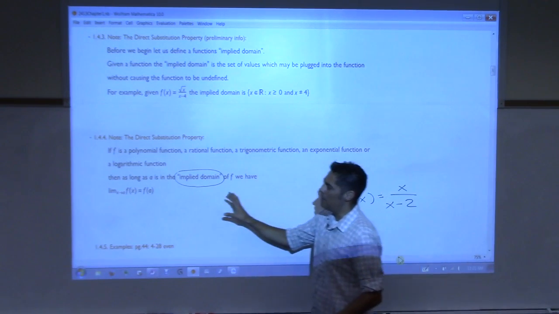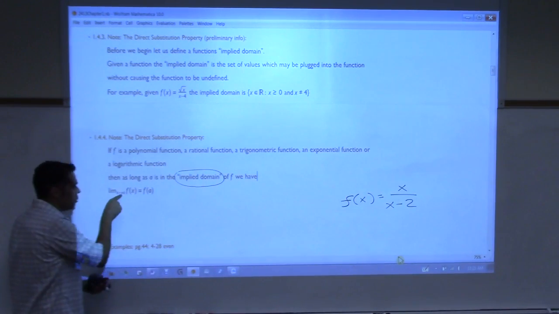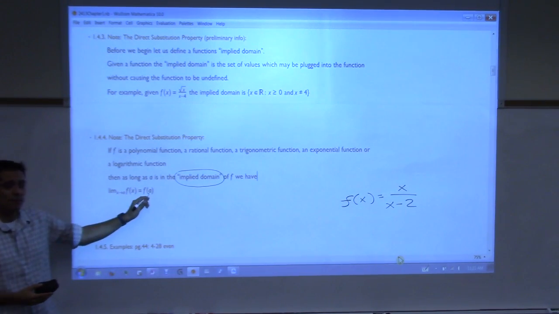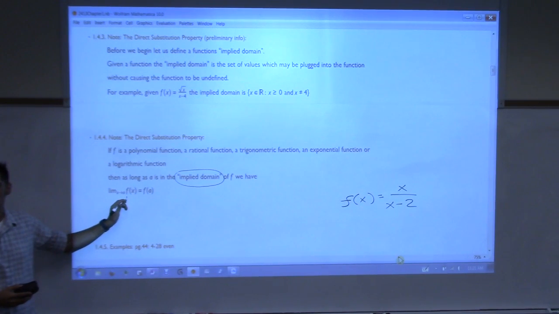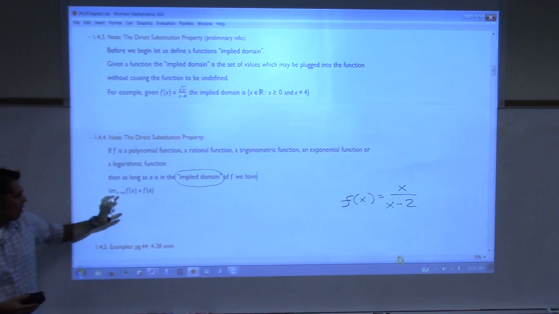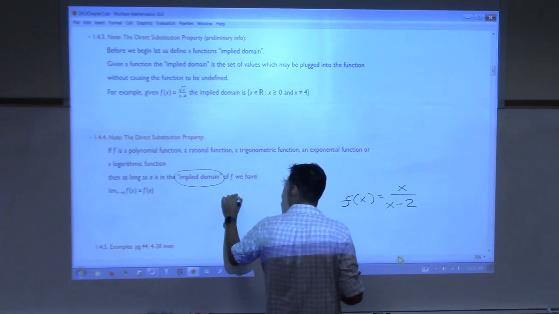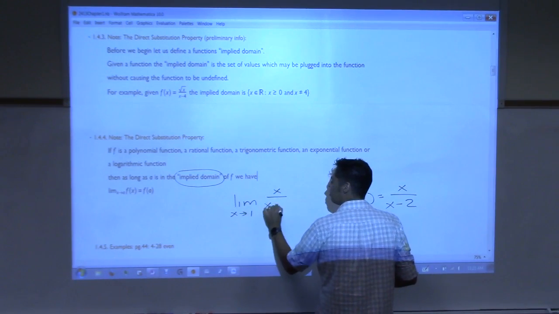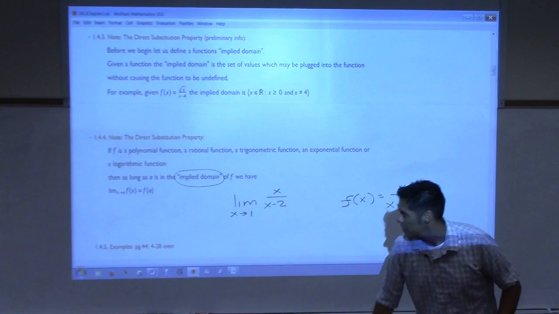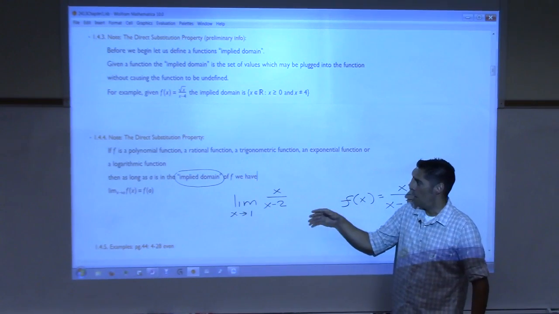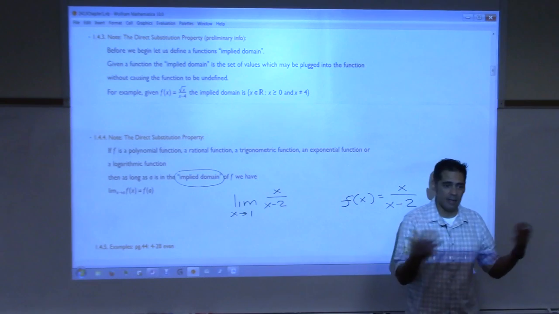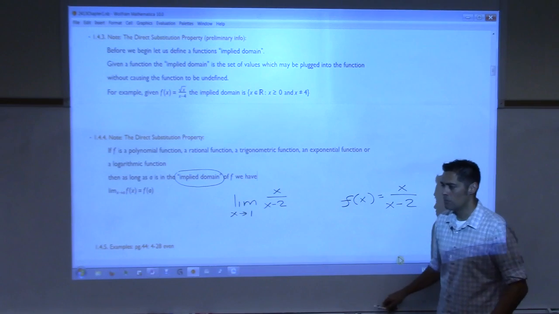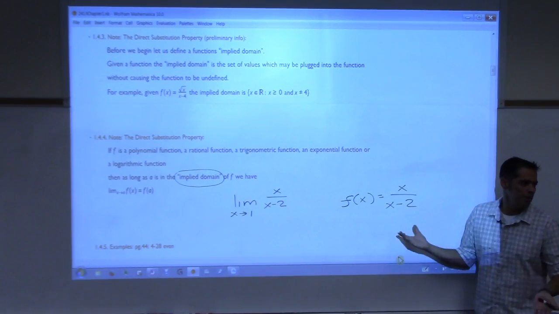So when you're looking at a limit and letting x go to a number, the answer is just to plug that number into the function, as long as the number you're plugging in is in the implied domain. I'll illustrate that again with this. If I do the limit as x approaches 1 of x over x minus 2, then this is a rational function. I should just be able to plug 1 in, as long as 1 is in the implied domain. Is 1 in the implied domain? Yes, because this says everything except 2, so 1 is in there.